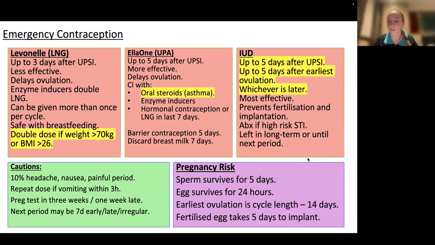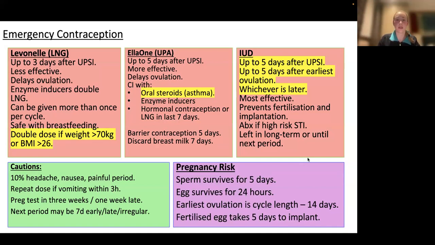So it's not if they've ovulated already. So yeah, if they've ovulated already, like maybe a few days ago, they've had unprotected sexual intercourse, and within the window of either 5 days before ovulation or post ovulation up until now, then yes, they need emergency contraception, but it's just working out which emergency contraception they need. Does that answer your question?